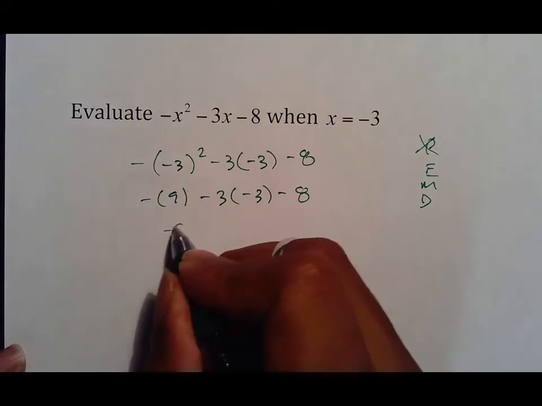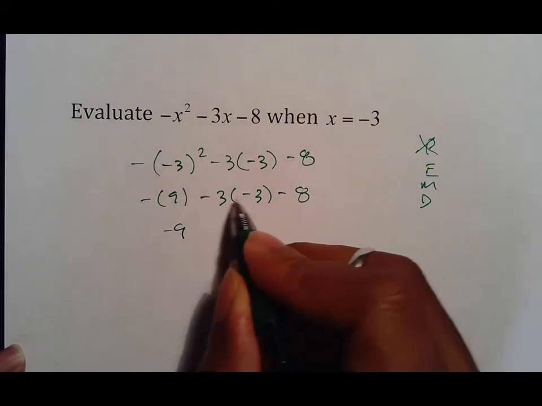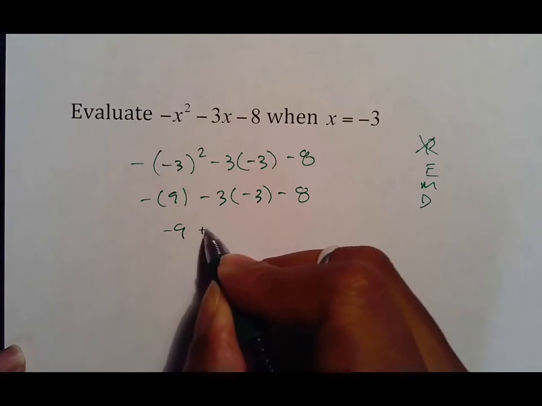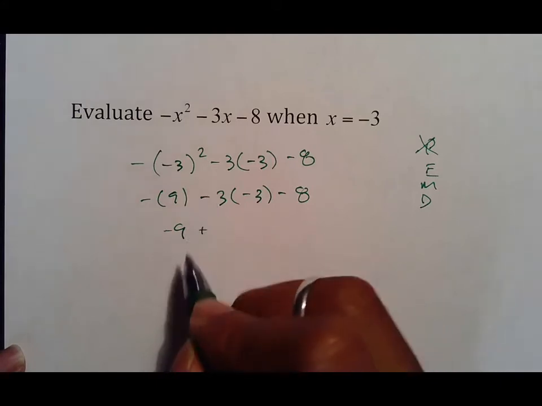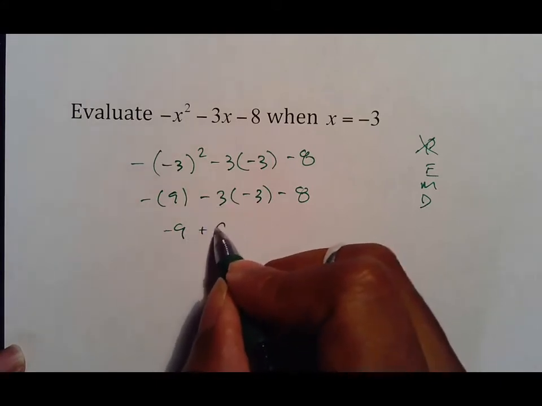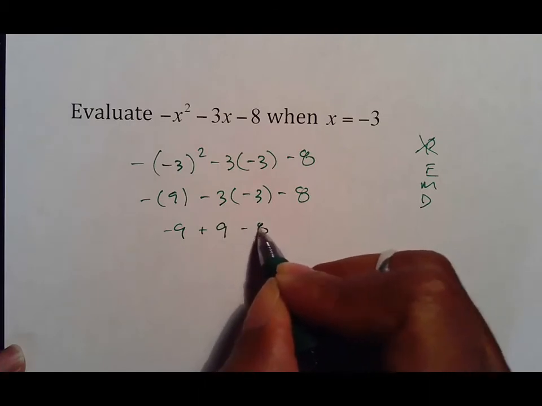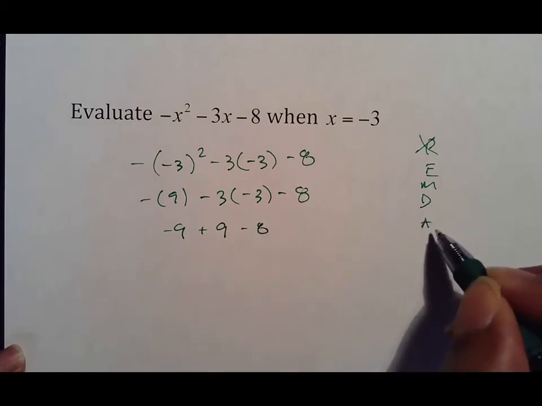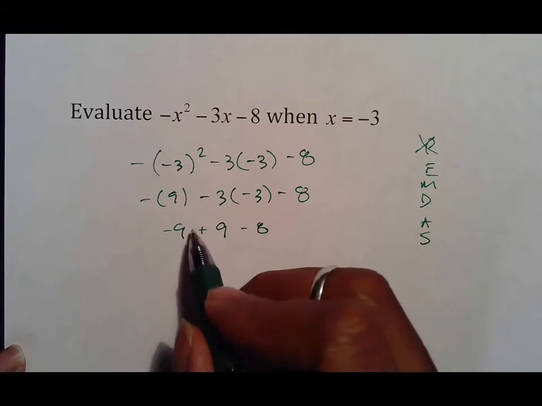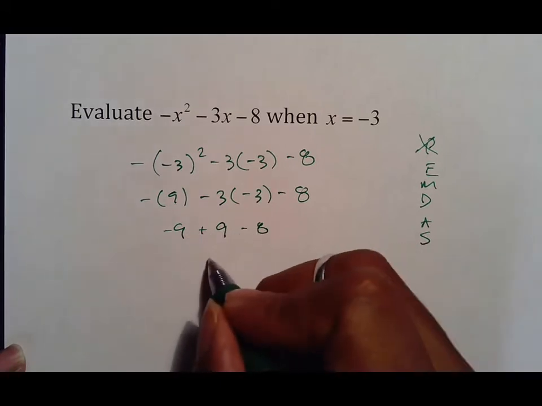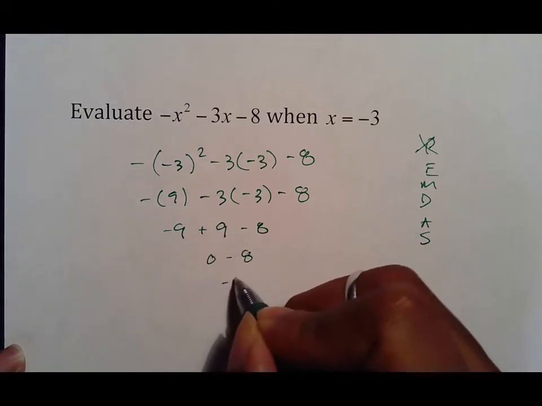This is negative 3 times negative 3, which is, because again it's attached by a negative or a minus, a positive 9, and then bring down your minus 8, and again from there you do your addition subtraction in order. Negative 9 plus 9, which is 0 minus 8, and 0 minus 8 obviously is negative 8. Alright.